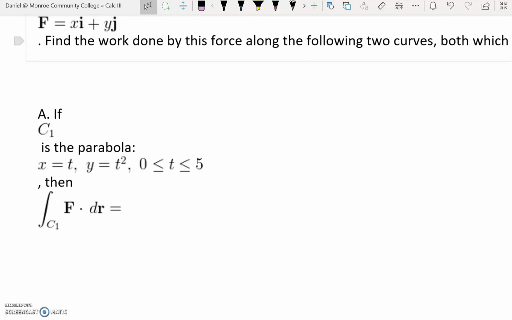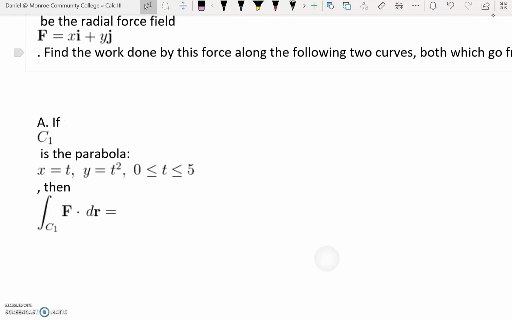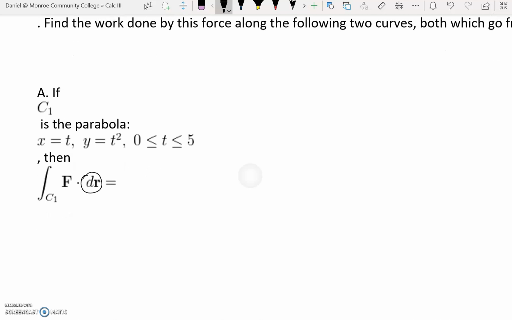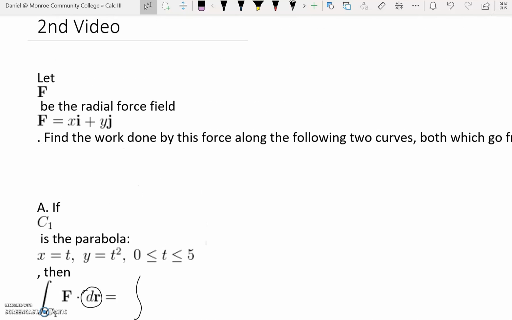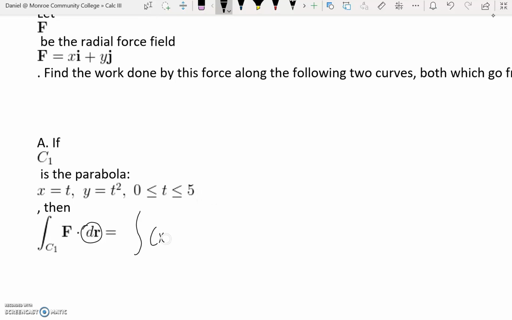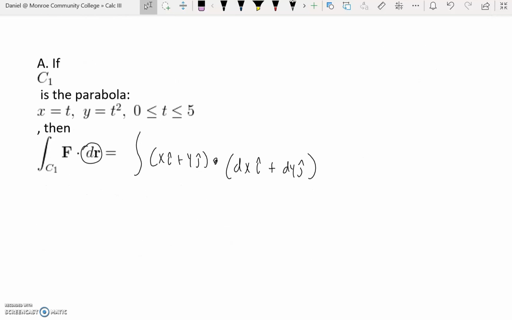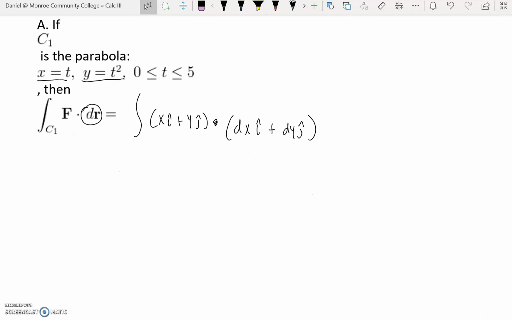Since we don't have dr, what we have to find instead is dx and dy. So the integral would look like F, so I'll just plug in the x plus y. So we get x i plus y j, times dx i plus dy j.